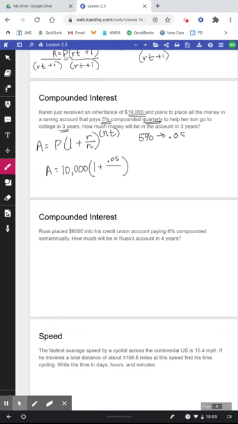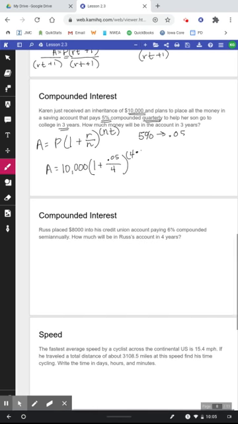And then my N goes in 2 places. It goes down here and above, and it's quarterly, which is 4 times per year. And then up here it gets multiplied by my time, which is 3. And when I put that in my calculator, 10,000 times 1 plus 0.05 divided by 4 to the 4 times 3, I get $11,607.54.